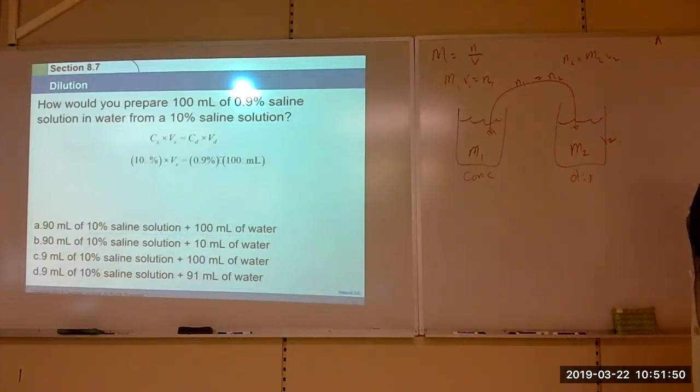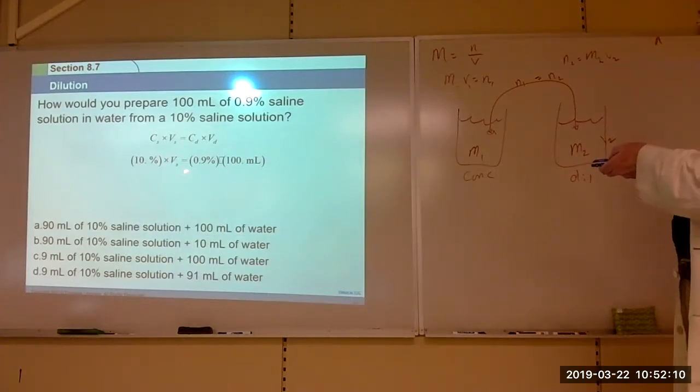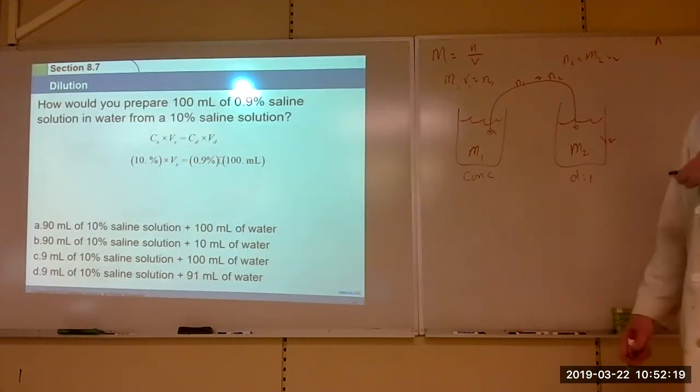Oh, we're going to use their terminology. Okay, so if the concentrated one is 10%, and we want to end up with 0.9% rather than 10 in a total volume of 100 milliliters, then we have an equation in one unknown, and we can say this is how much of the concentrated solution that we need to put in 100 milliliters to give us that concentration. So that's how dilution works.